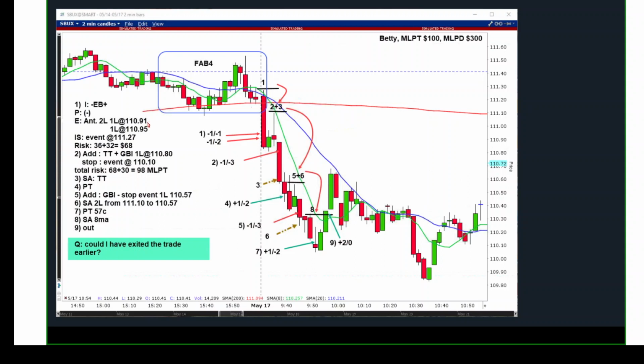Okay, entry here 91 and 95, so average is 93. Your event stop is at 27, so that means that you have 34 cents is $68, exactly $64 is your risk on this trade. Your max loss per trade is 100. Awesome. Very nice, Betty. I love seeing you do this.